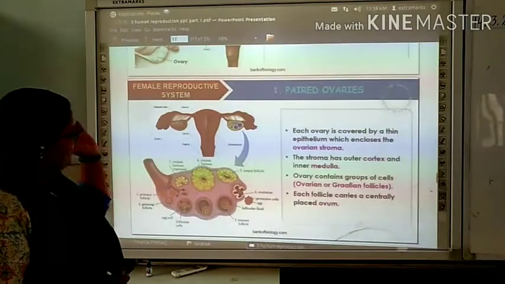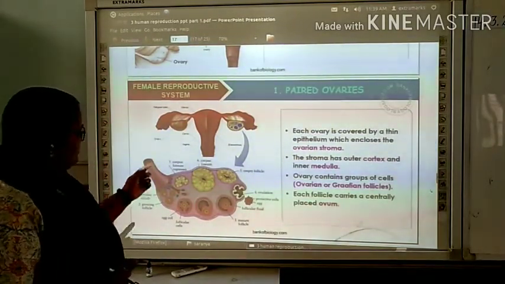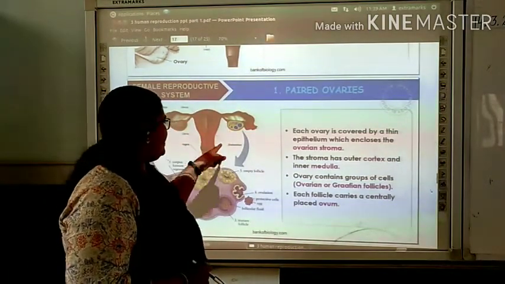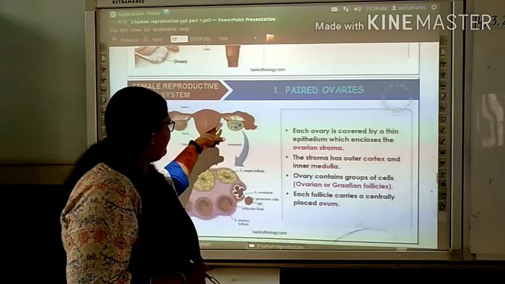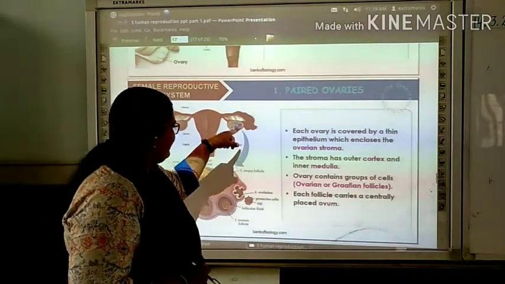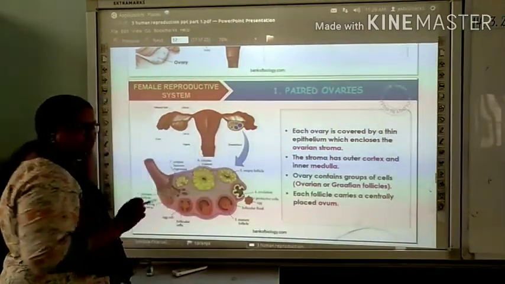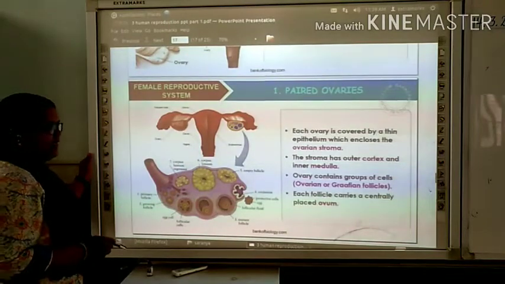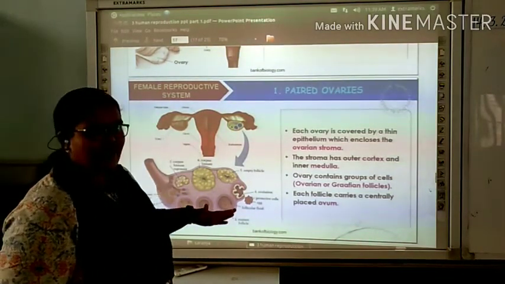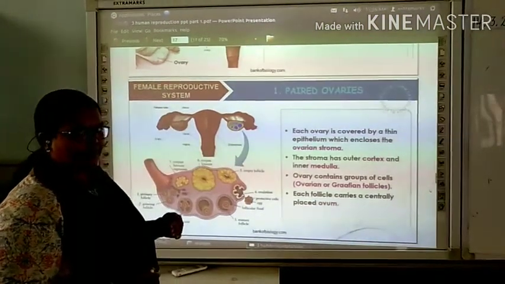Now if you take a section of this ovary, you can see that the ovary is covered by a thin epithelial lining. So each ovary is covered by a thin epithelial lining, which encloses the ovarian stroma, the entire structure. If you check the ovarian stroma, we can divide it into two parts: the outer cortex and the inner medulla.